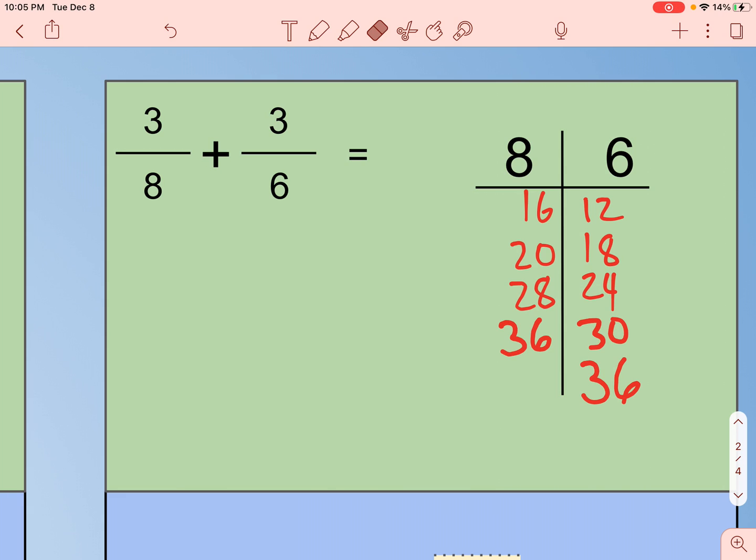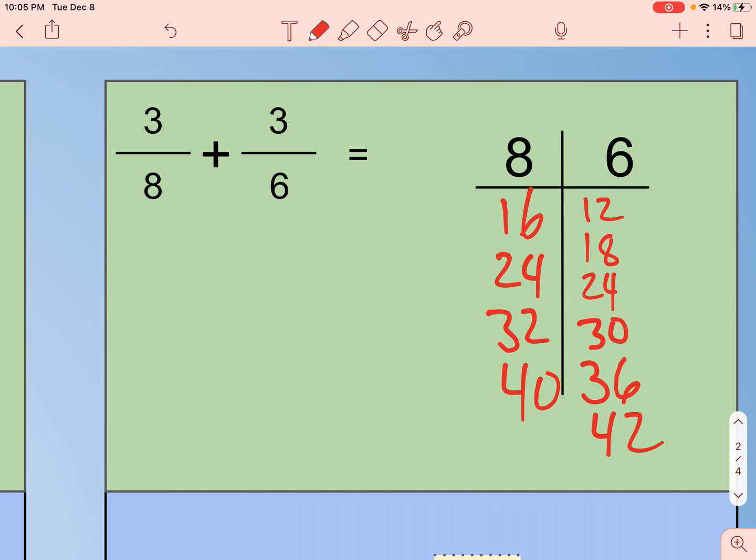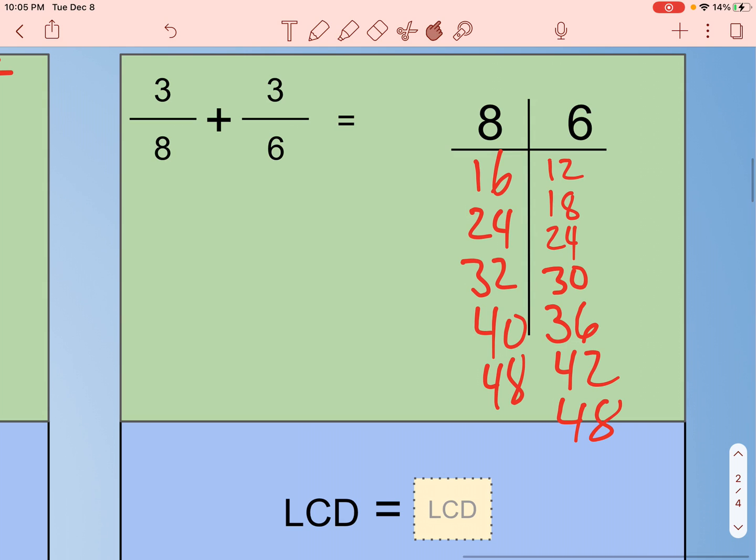Oops, I just realized that was wrong. Sorry. 8, 16, 24, 32, 40, and here we'll go 36, 42, 48, and 48. There we go. Well, sometimes you make a mistake. All right, our lowest common multiple here is 48.